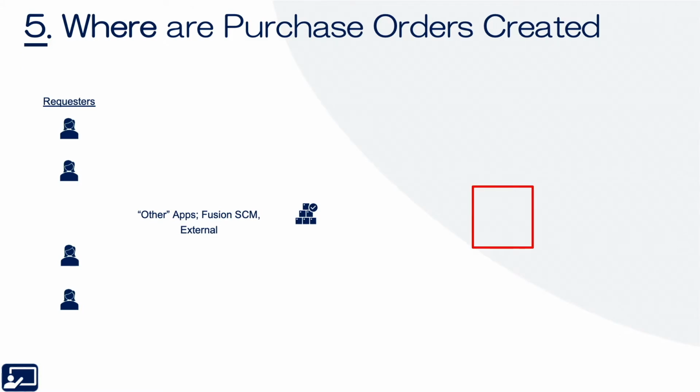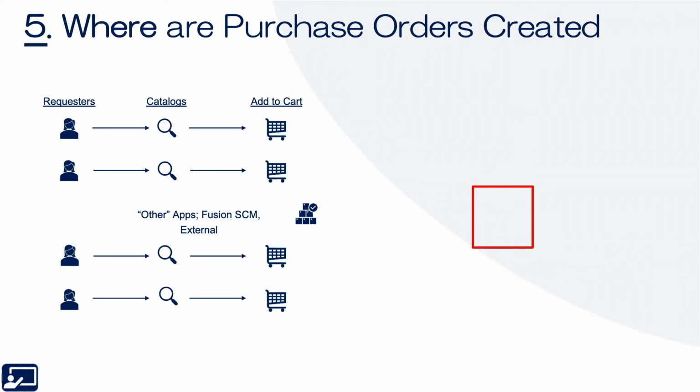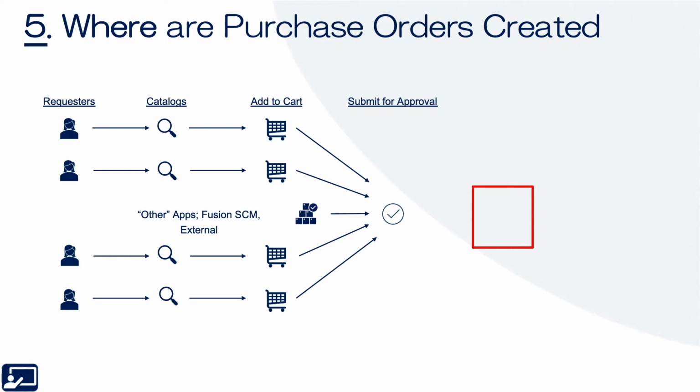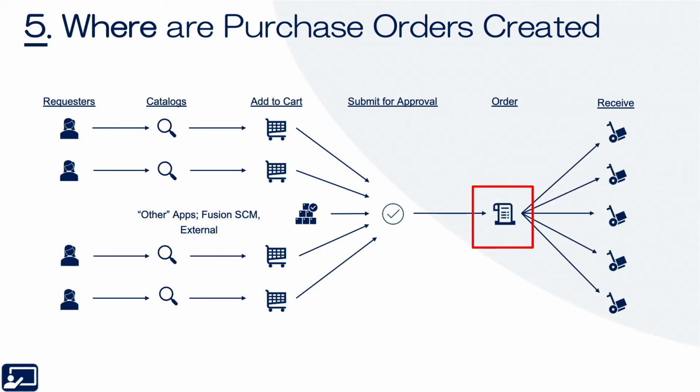Fifth topic, where are purchase orders created? You can see they really start with either requesters or even potentially in other Fusion apps or external apps altogether. Those requesters often will search catalogs, add items to carts, which become requisitions. Those, along with external requisitions, can be submitted for approval, and then our red box gets filled and a PO gets created. After that PO gets created, those items are received at desk or dock.